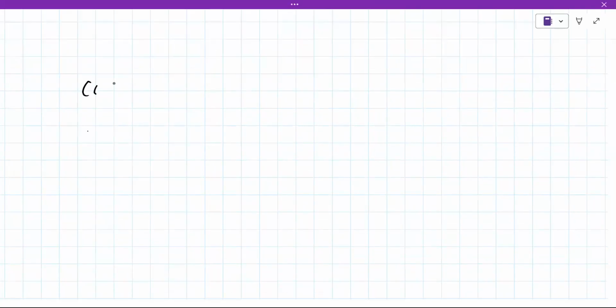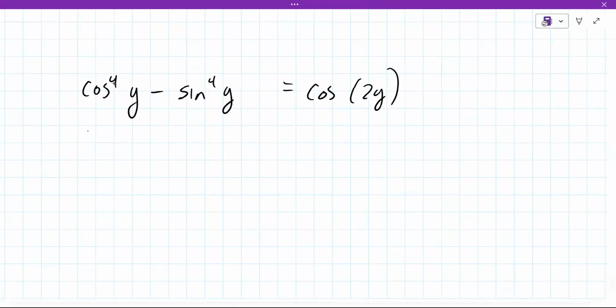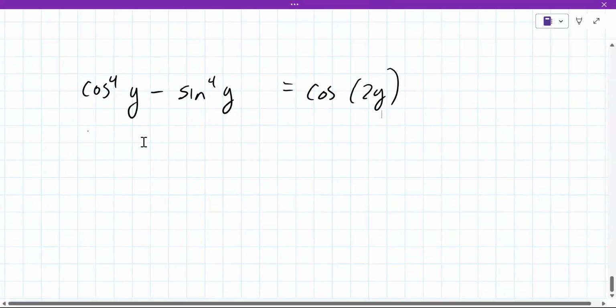All right, so cosine to the 4th power y minus sine to the 4th power y, and we want this to equal cosine 2y, like this. Is that okay? You have to choose which side to work on, and the side to work on is generally the more complicated side, which sounds really weird, but you generally do the more difficult one.